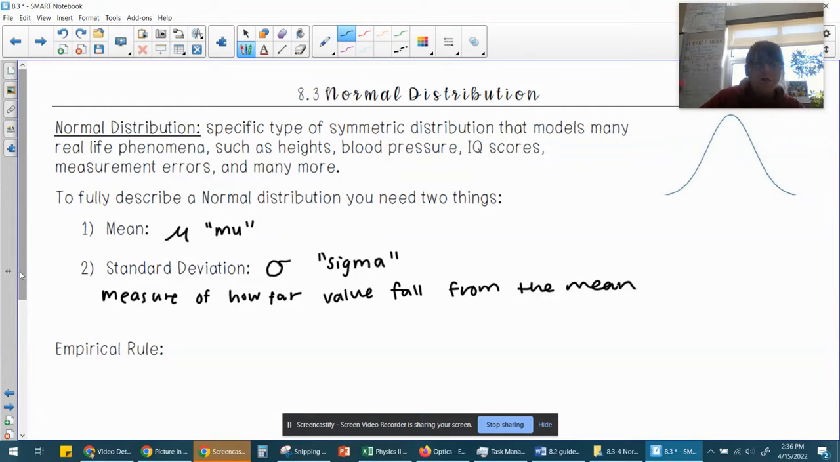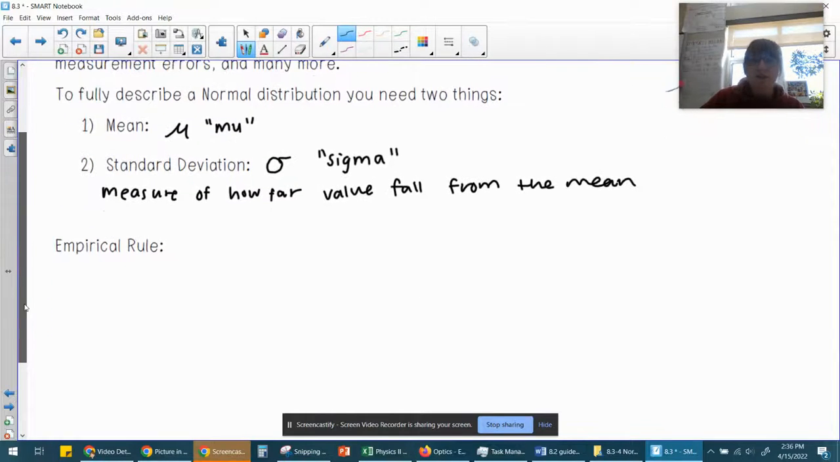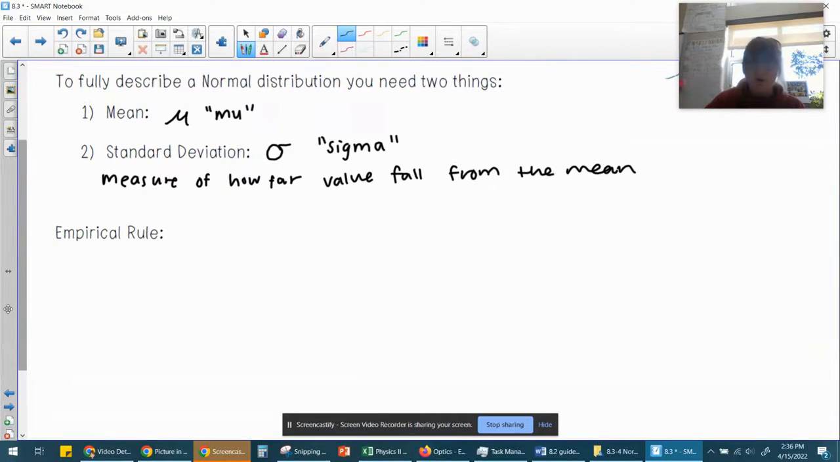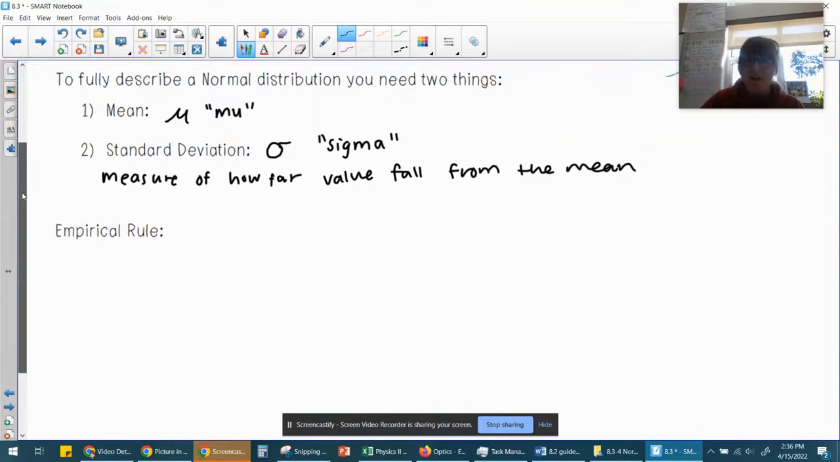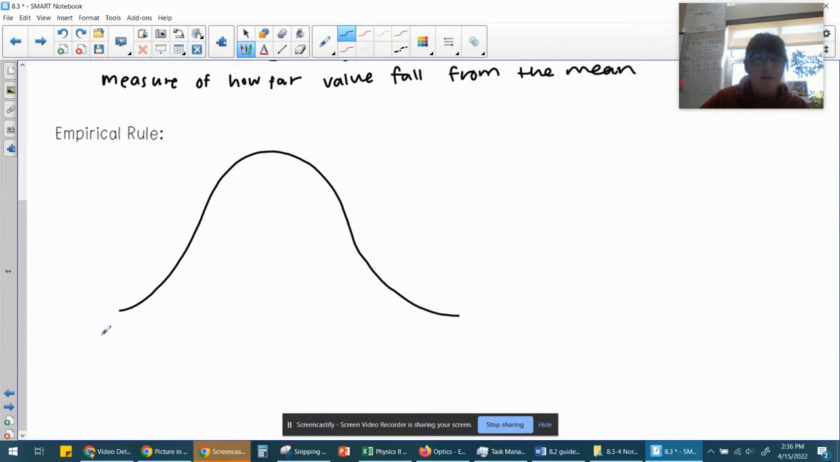Right. So for a normal distribution, we have this thing called the empirical rule, and it tells us what percent of values fall within a certain number of standard deviations from the mean. So go ahead and draw yourself a bell curve. It's not very great, but you get the idea. Try to draw a nice symmetrical bell curve. And then a little x-axis here.